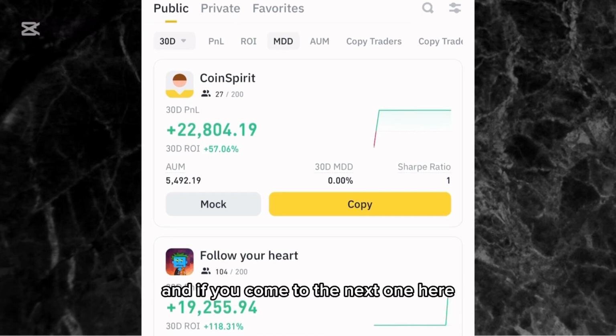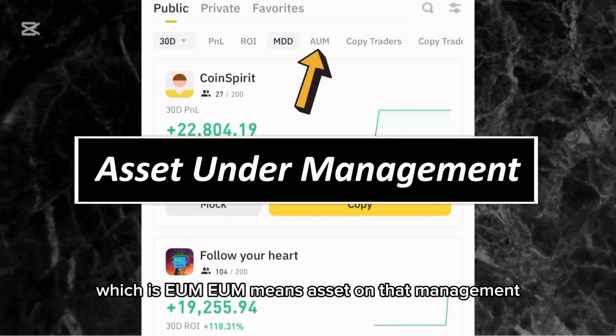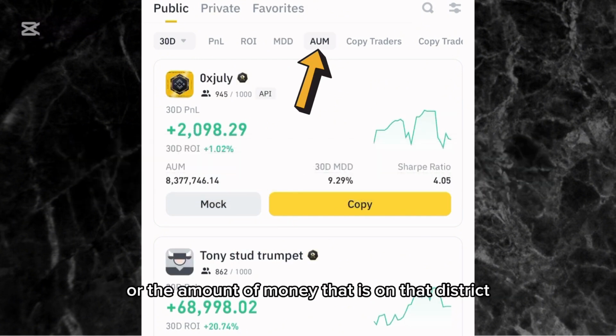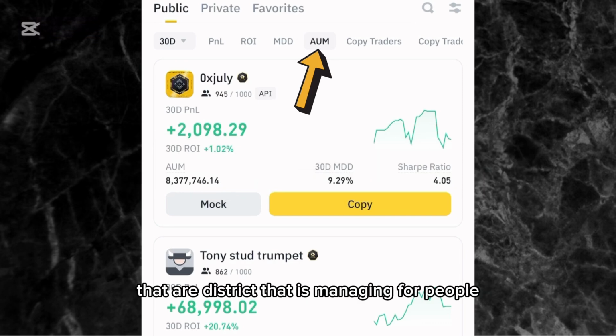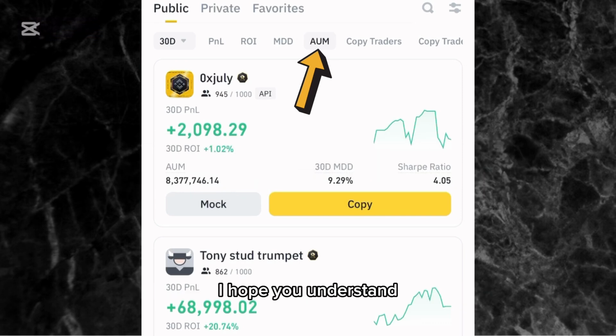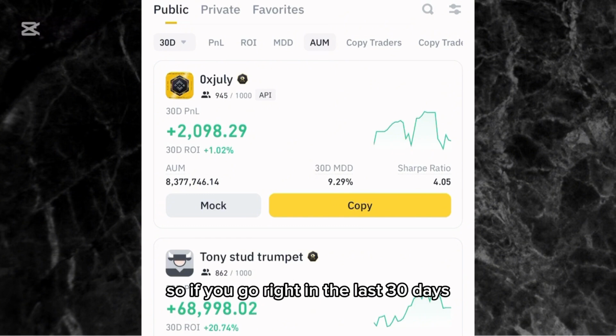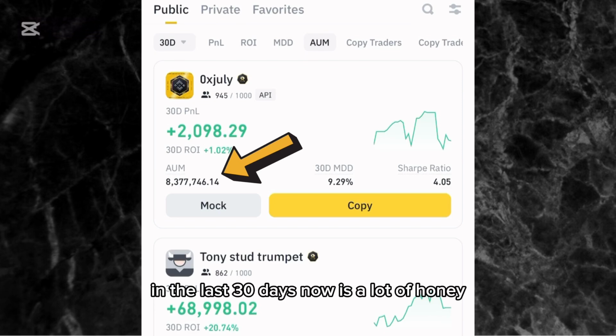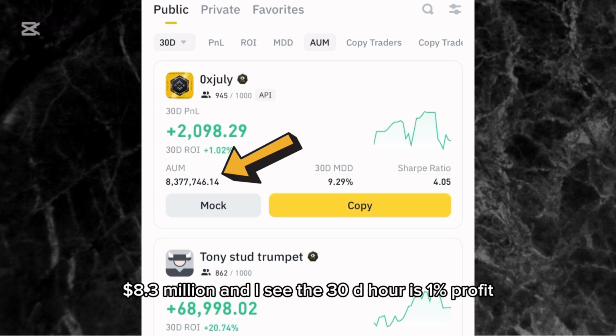And if you come to the next one here, which is AUM. AUM means asset under management. That is the asset or the amount of money that is under this trader, that this trader is managing for people. I hope you understand. So if you come right here in the last 30 days, this first person has been managing $8.3 million in the last 30 days. That's a lot of money. $8.3 million. And you can see the 30-day ROI is 1% profit.